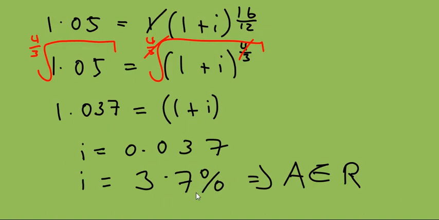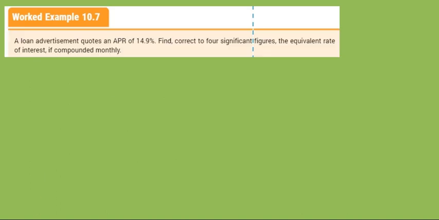So this is a sort of question that would come up quite regularly, but maybe in a different form. I'm going to now do a question that's in the book, an example, which will be kind of the backwards version of this question. This is from page 252 in the book. A loan advert quotes an APR of 40.9%. APR, once again, is kind of interchangeable with AER, it doesn't matter. So every year you'd be charged 40.9% interest. Find, correct to four significant figures, the equivalent rate of interest if compounded monthly.